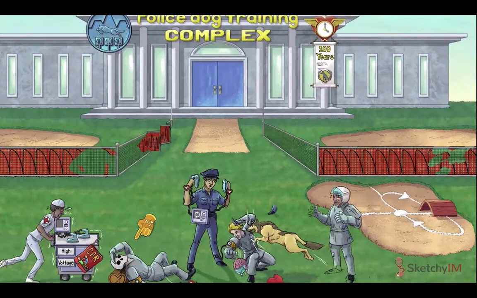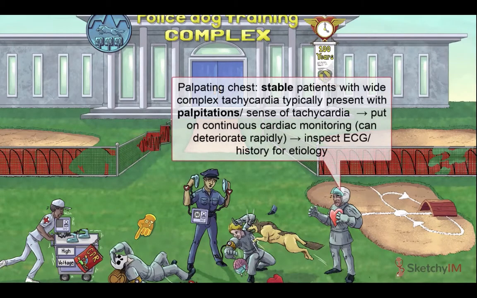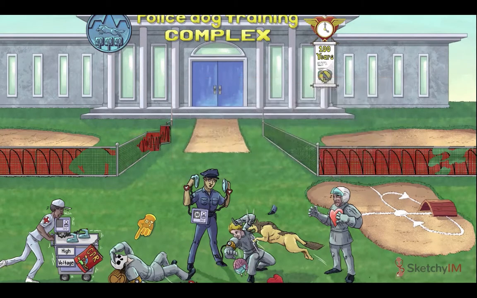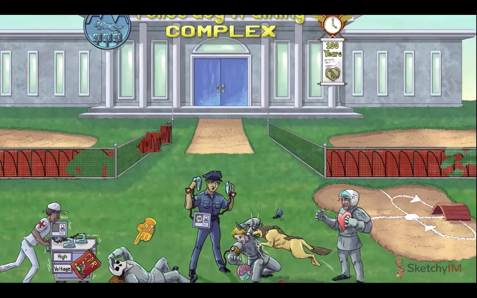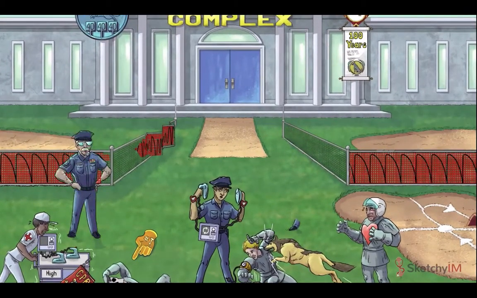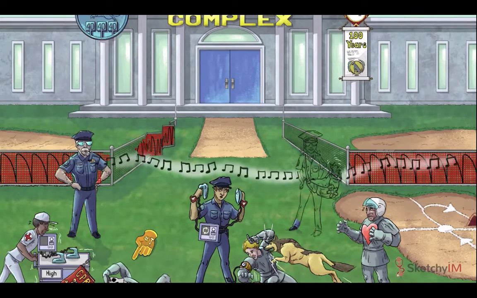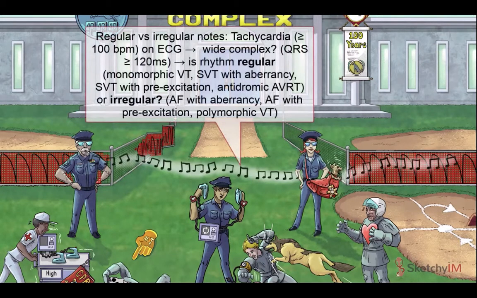Stable patients with wide complex tachycardia typically present with palpitations and a sense of tachycardia. Depicted by our third intern here, clutching his chest and palpitating with terror. Stable patients need to be on continuous cardiac monitoring with frequent checkups as they can decompensate rapidly. Now's your chance to perform a systematic inspection of the ECG. Alright, so the tachycardia is wide complex. Next, is the rhythm regular or irregular?